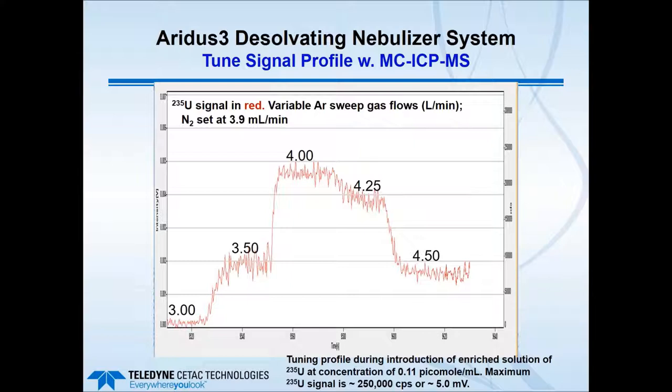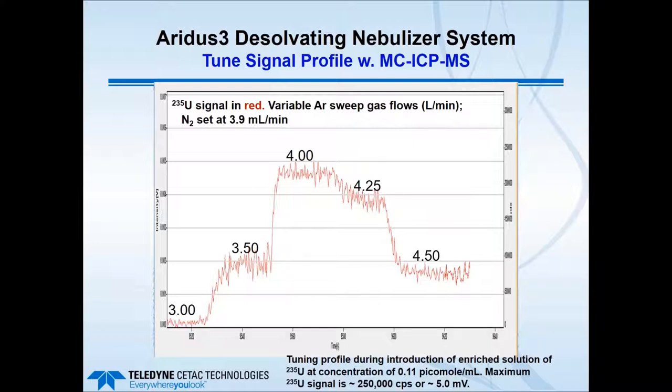So you see at 3, we didn't have very much. We moved up to 3.5 and then 4, and we optimized out in signal. And then as we increased the argon sweep gas, the signal started to go down. Okay. So that gives you a quick idea of the tuning profile. We'll look at these sort of optimization steps as we change the argon sweep gas flow.